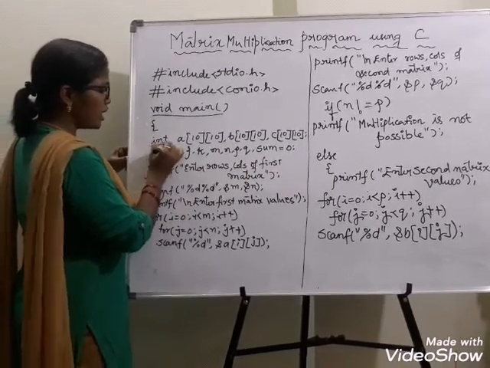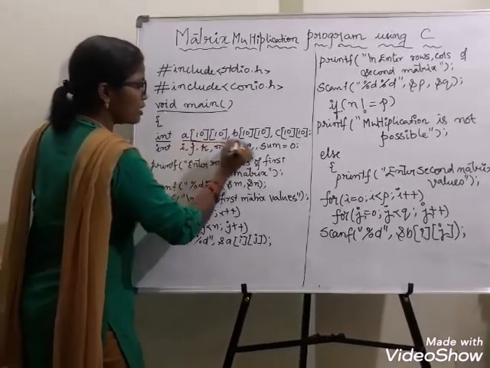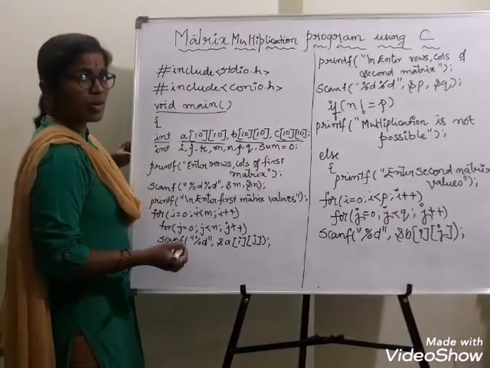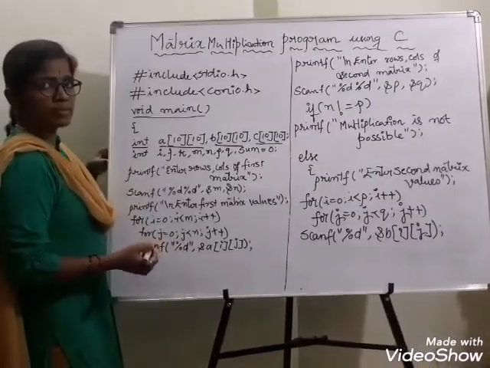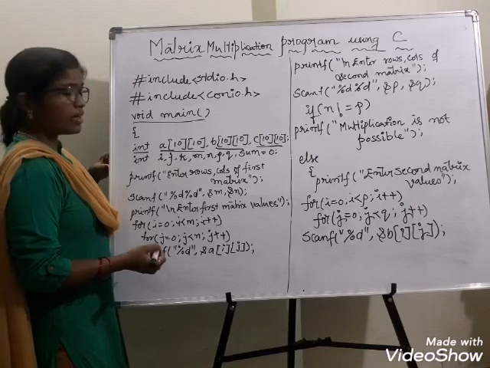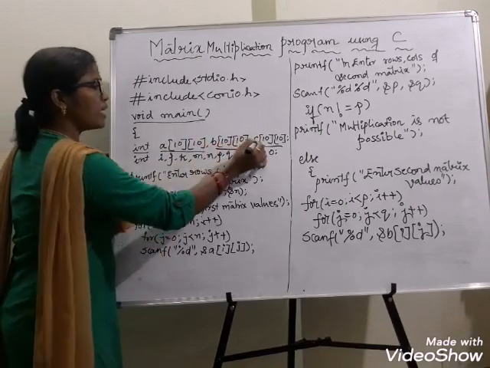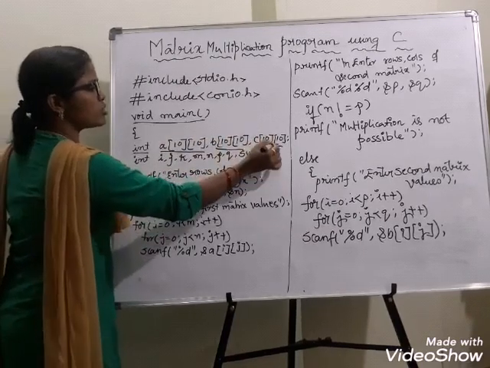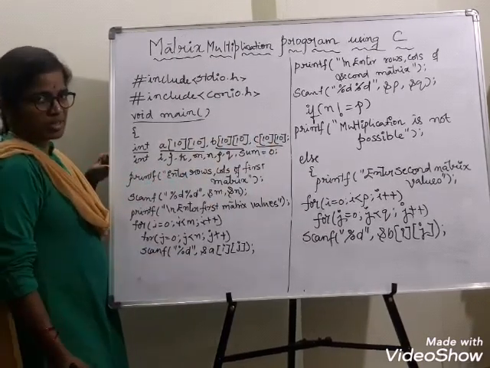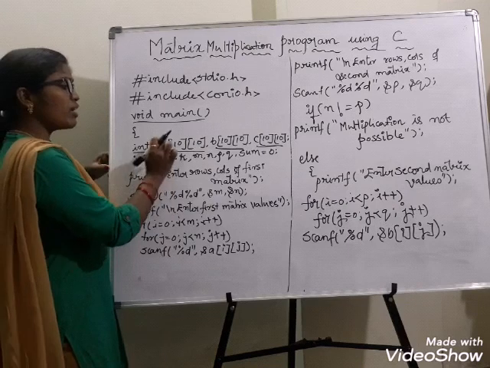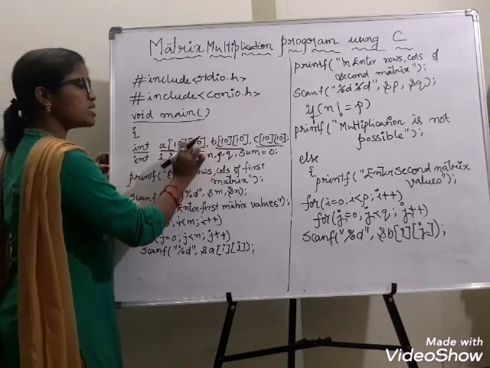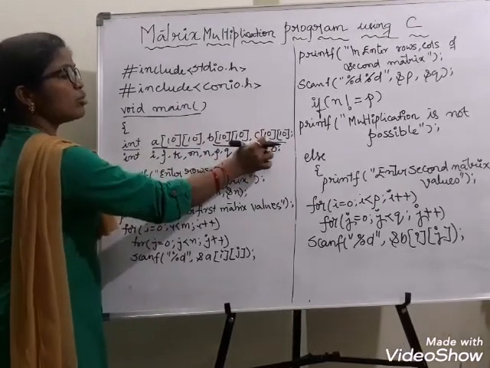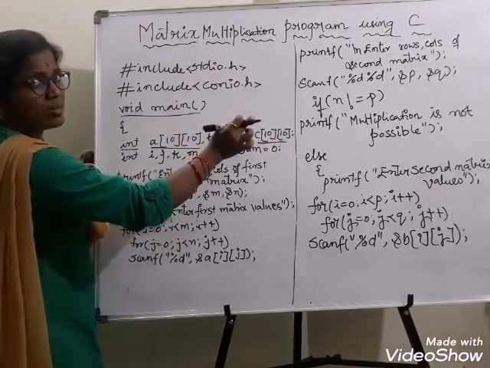Inside that, integer, I have taken three arrays again. All the three arrays are A, B and C. I want to multiply these two matrices and store the result into the third matrix. So for performing the multiplication on these two, this third one is to store the result.